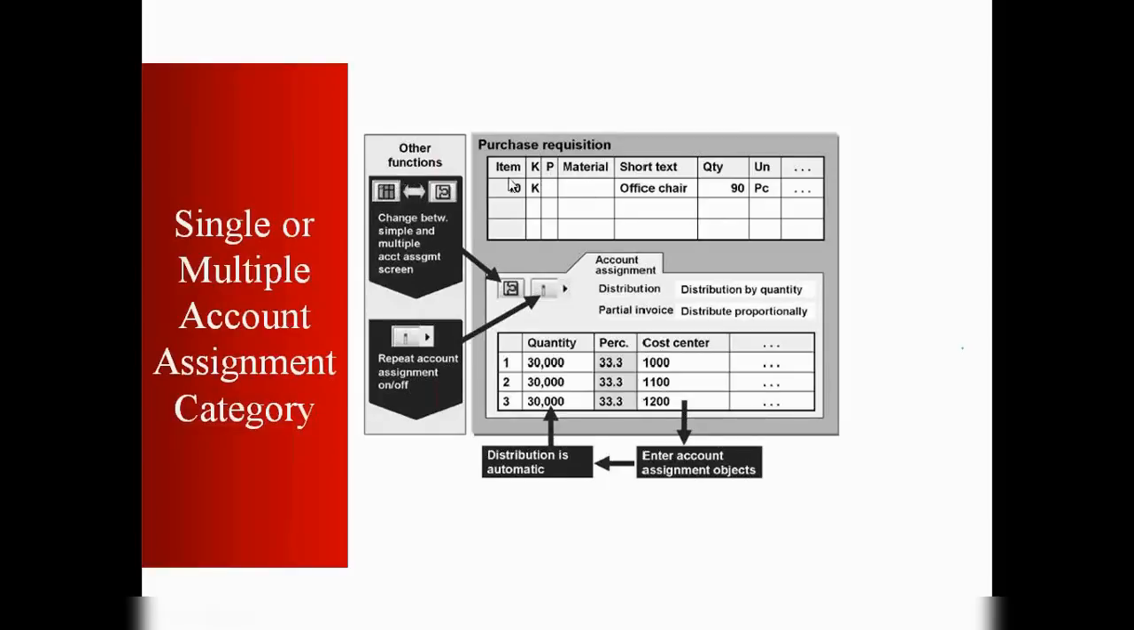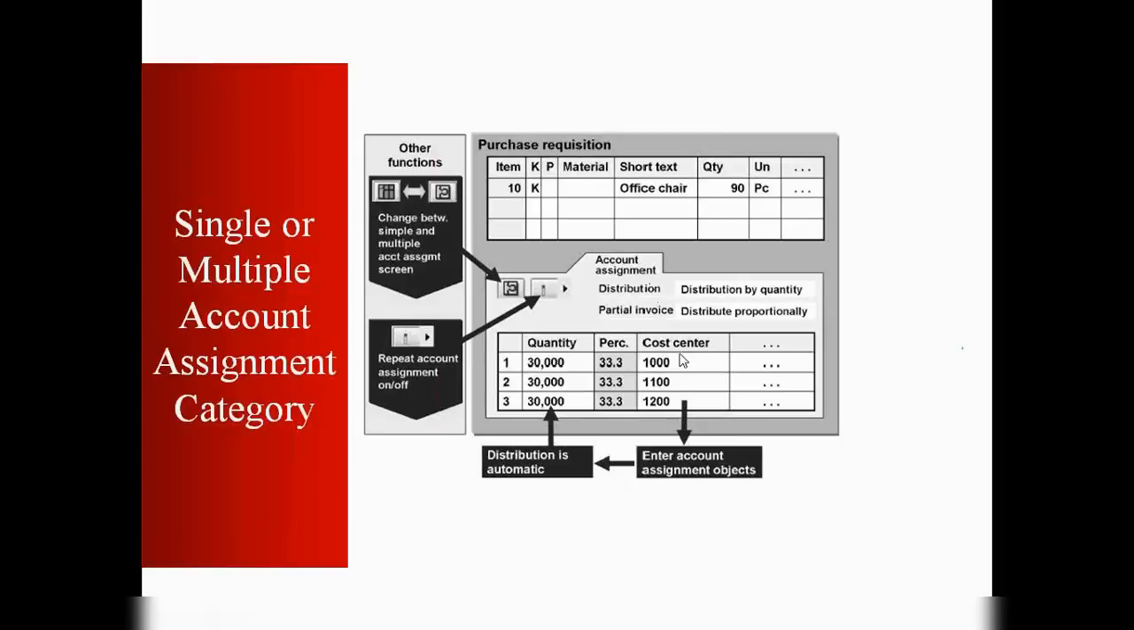for your line item. You can enter only one account assignment detail, or you can enter more than one. That means, for example, if I'm ordering a consumable product like chairs, 90 pieces of chairs, maybe 30 pieces go to one department, 30 maybe to another department, and those departments belong to different cost centers.